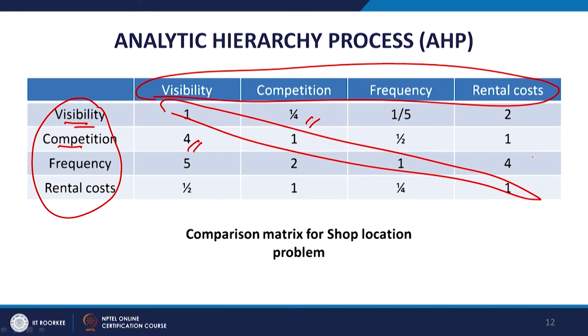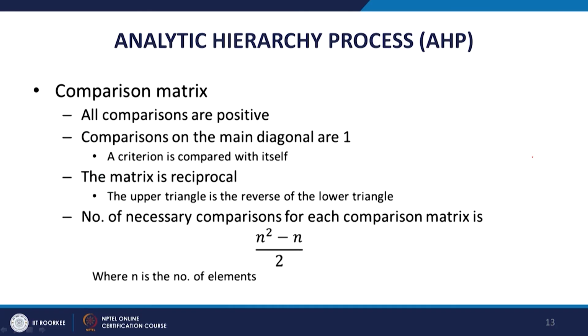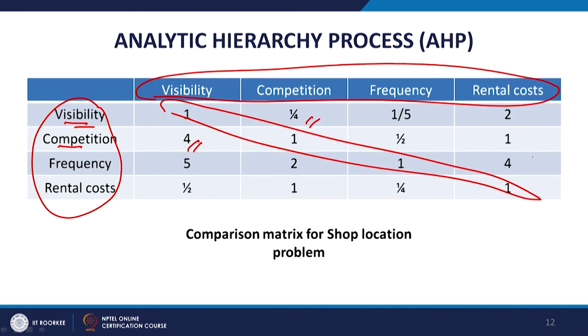So, this is in a sense a reciprocal matrix. Let us talk about the comparison matrix in more detail. But before we go there, one important aspect is in terms of numbers, as you can see the scale we saw, 1 to 9. So, if we are comparing visibility with competition, here you would see a value of 1 by 4. This is actually indicating that competition is being given more preference in terms of visibility, right.